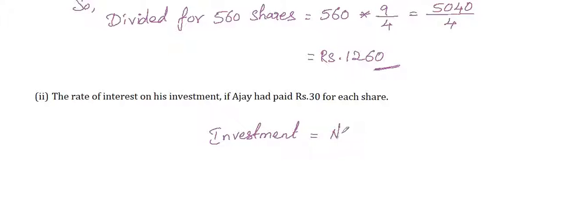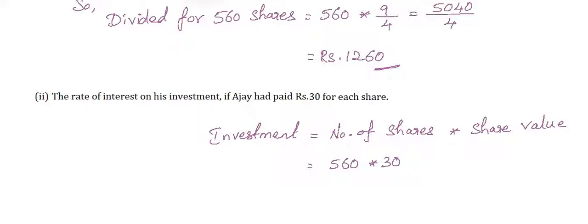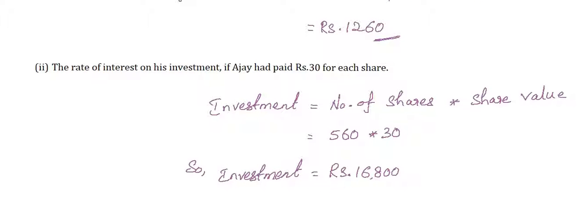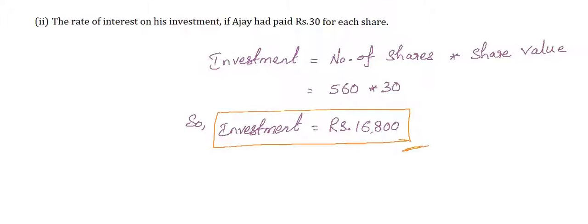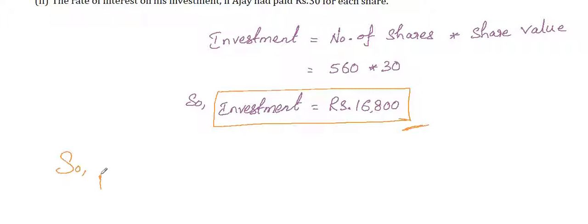So next one is the rate of interest on his investment. If Ajay paid rupees 30 for each share, which means first we need to find the investment, then we need to find the rate of interest. So investment equals number of shares into share value. Number of shares is 560 and the share value he paid is rupees 30 per share. So 560 times 30 is 16,800. So this is the investment.